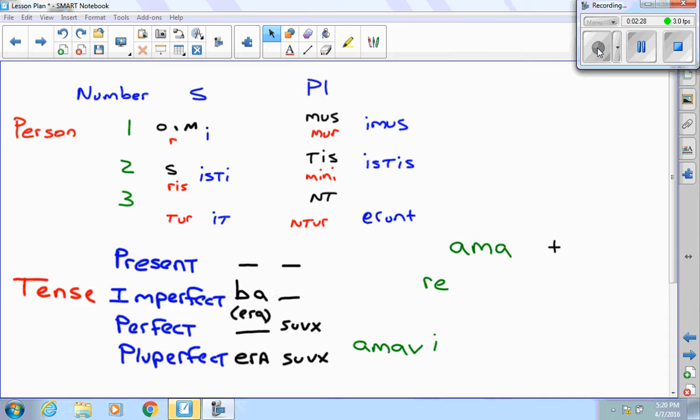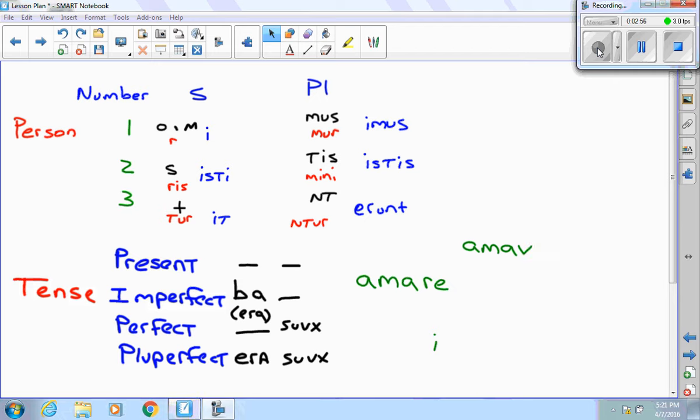Now, if I want to make this perfect, then I can't use this guy. I have to use the perfect stem, which is amavi. So I bring the amav up. That's my stem. The I comes off. If I want to make it third person and plural, I use the erunt. These blues are going to go with the perfect. All of the blues go with the perfect. So this would be they loved.